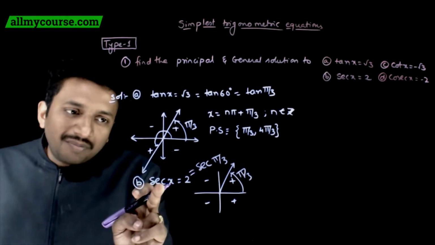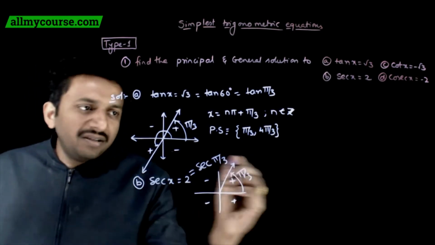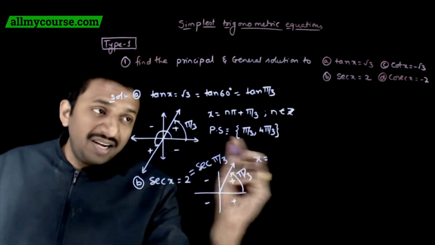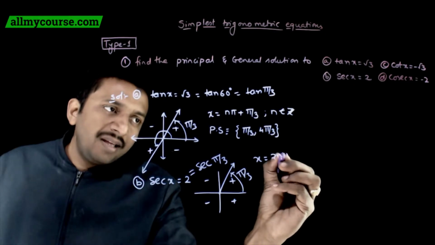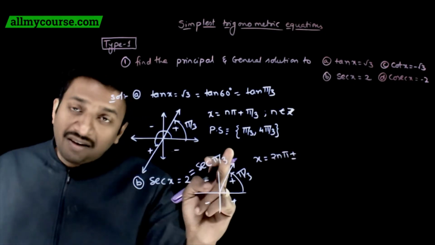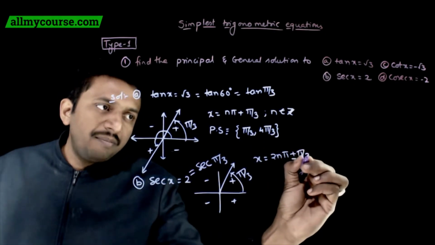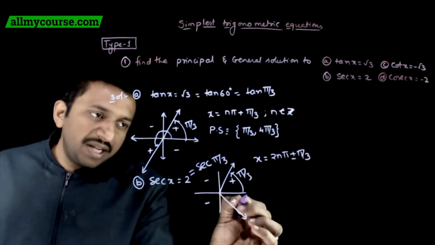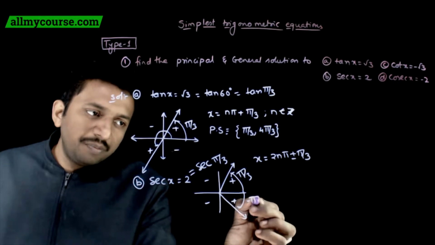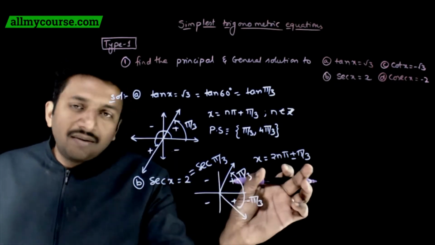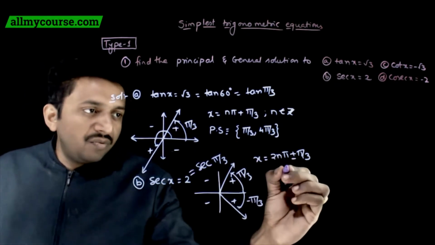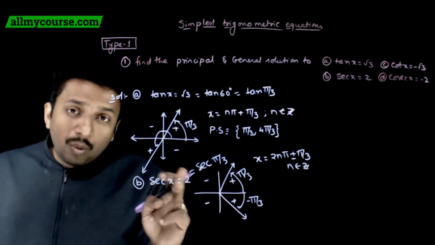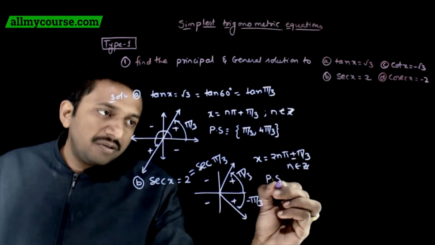So now these are of the form secant x is equal to secant alpha. So what is the general solution? x is equal to, corresponding to cos and secant, it is 2n pi plus or minus alpha. Alpha is pi by 3. So you have this position as well as this position as the required positions, right? So now x is equal to 2n pi plus or minus pi by 3 is the general solution where n belongs to integers. Now, what is the principal solution?